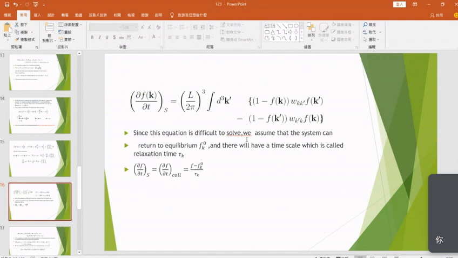Since this equation is very difficult to solve, we assume the system can return to the equilibrium state. So it will have a time scale which is called the relaxation time. So this equation may look more simplified.